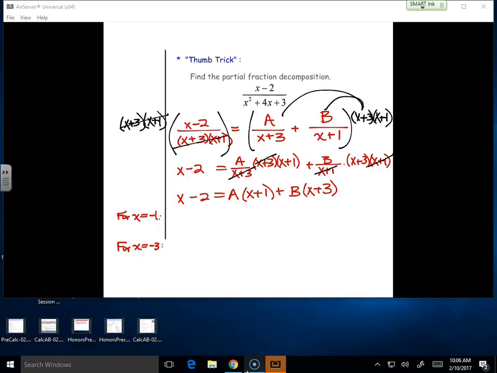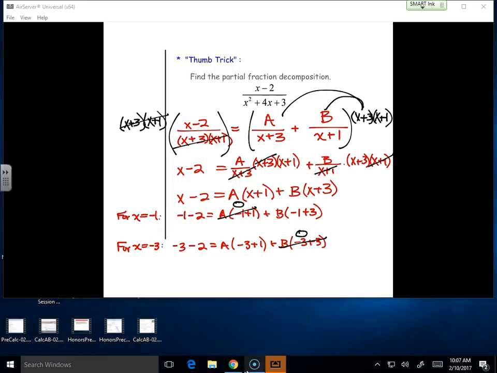Let's see. Plugging in -1. -1 minus 2 on one side, A times -1 plus 1, plus B times -1 plus 3. Skip a line. -3 minus 2 equals A times -3 plus 1 plus B times -3 plus 3. What happens to the -1 plus 1? The A is gone. What happens to the -3 plus 3 in the other one? And the B is gone.